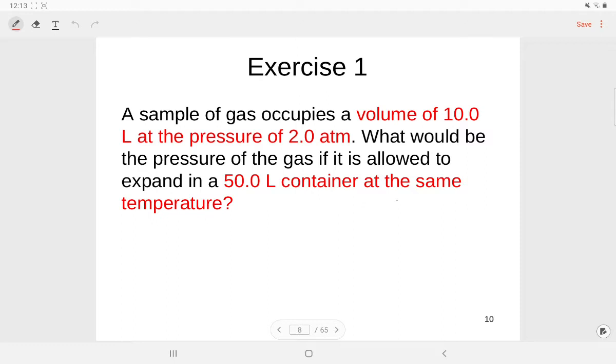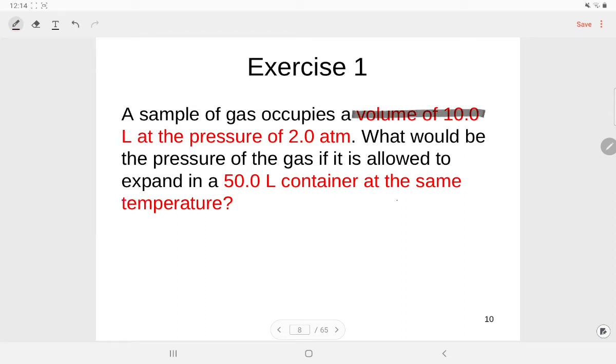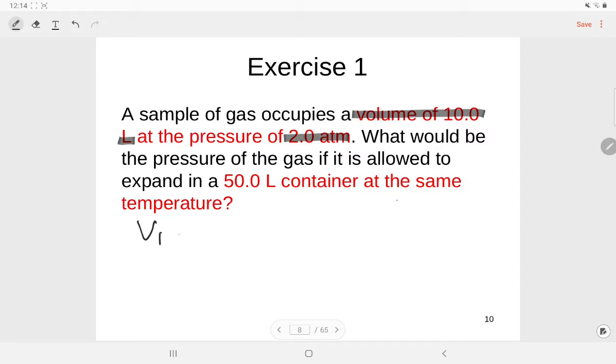A sample of gas occupies a volume of 10 liters at a pressure of 2 atm. So we need to highlight the given information: volume 10 liters at the pressure of 2 atm. So V1 equals 10 liters and P1 equals 2 atm.